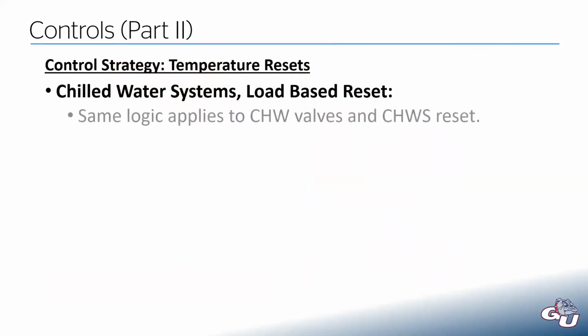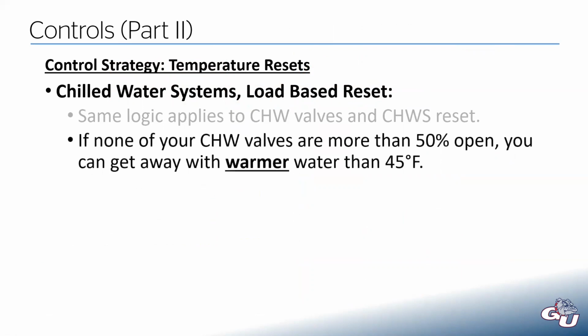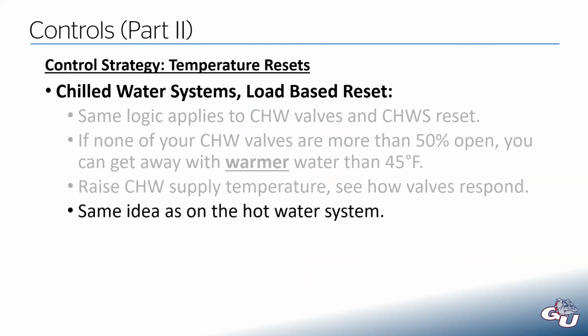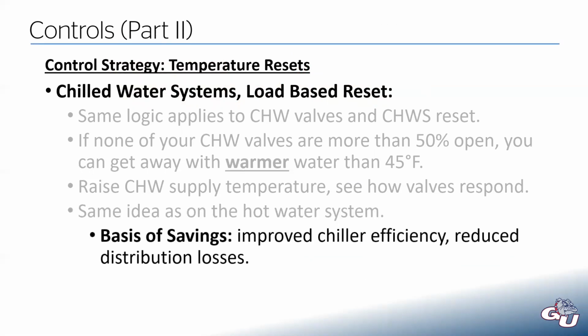If you had a chilled water system, it would be the same logic. If none of your chilled water valves are more than 50% open, you probably don't need 45-degree water. We can make it warmer and save some chiller energy. So we raise the chilled water temperature, see what the valves do. Same exact idea as a hot water system, just on the chilled water side. So by doing that, we can improve our chiller efficiency and reduce our piping distribution losses.